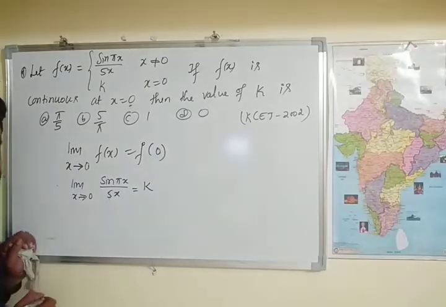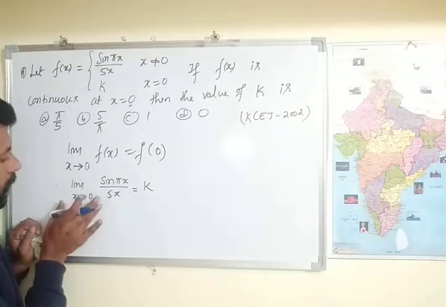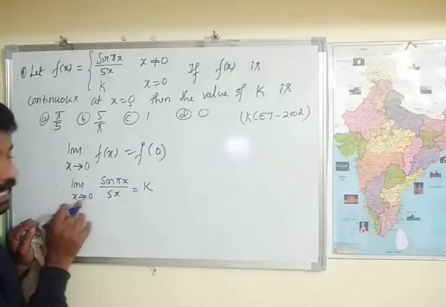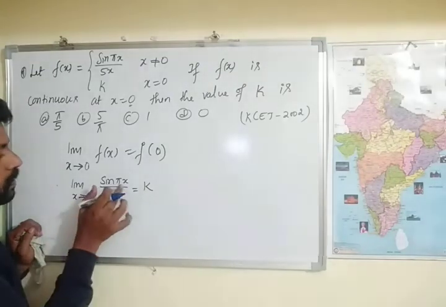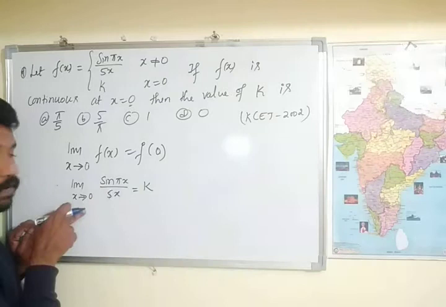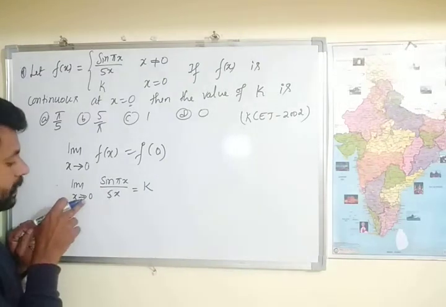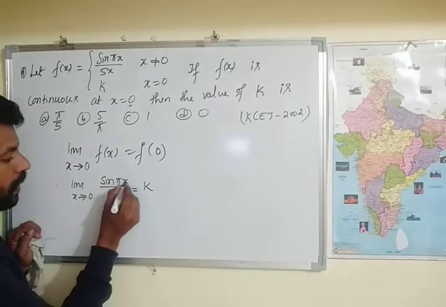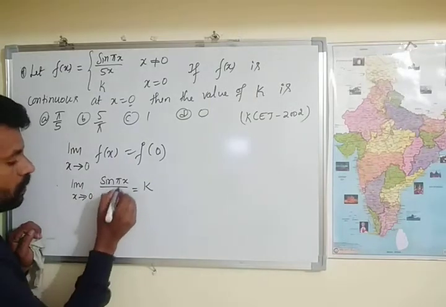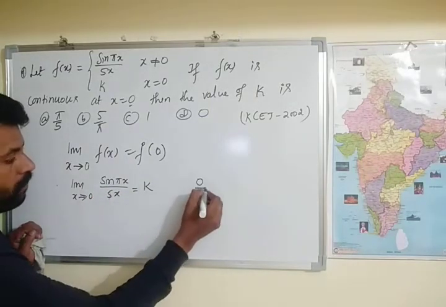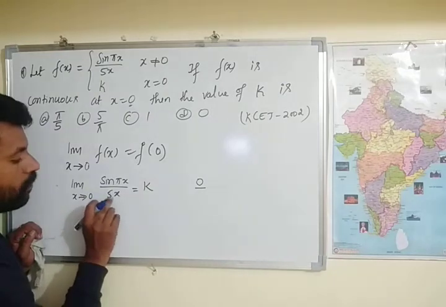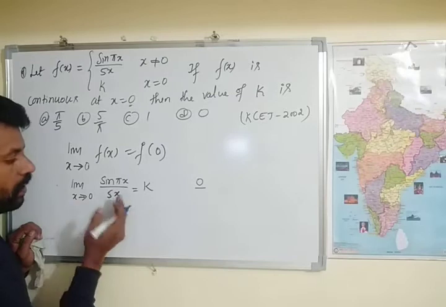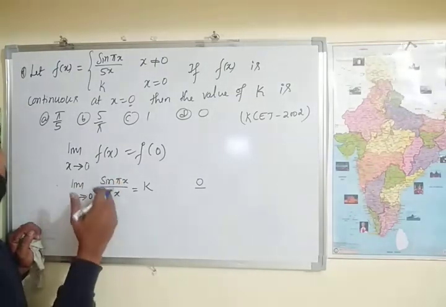Say a is 0 here, therefore this result is k. Now here we have the function, left hand side, limit x approaches to 0, sin pi x divided by 5x. Now here we substitute 0 in the place of x. We get sin of pi into 0, sin of 0 is 0, divided by 5 into 0. Already we discussed this type of functions in the limits chapter.